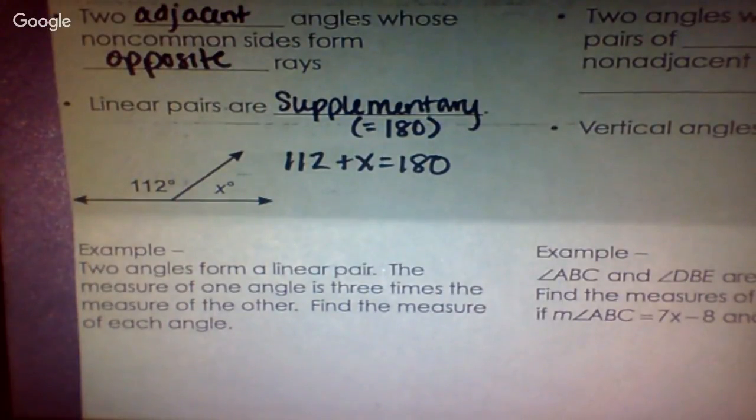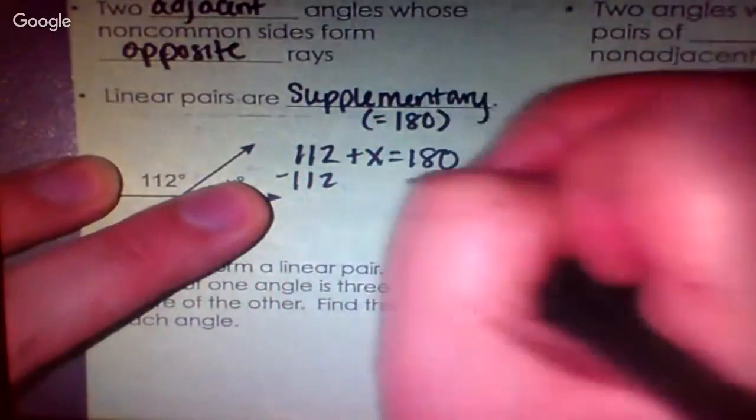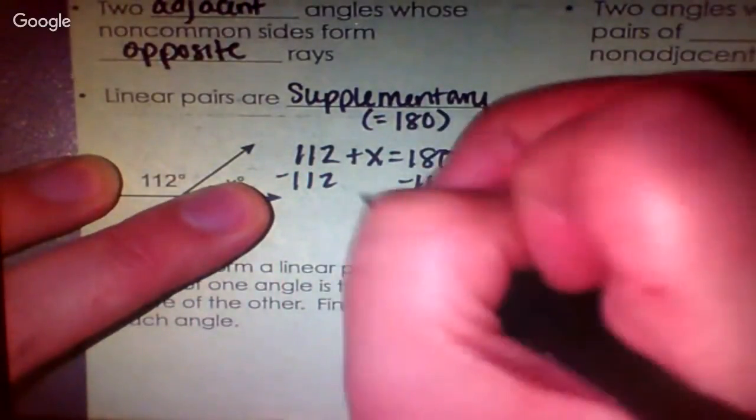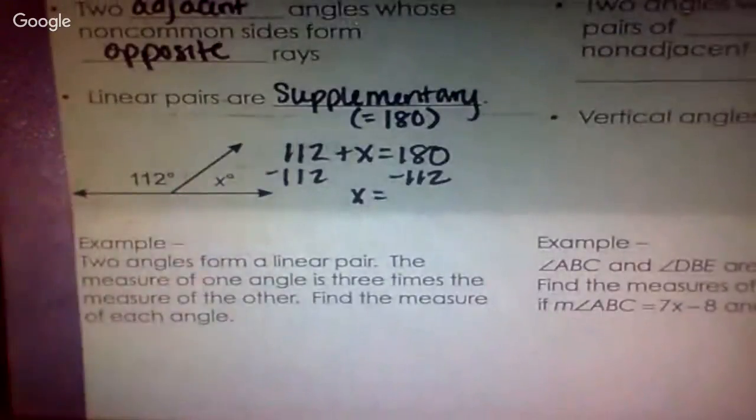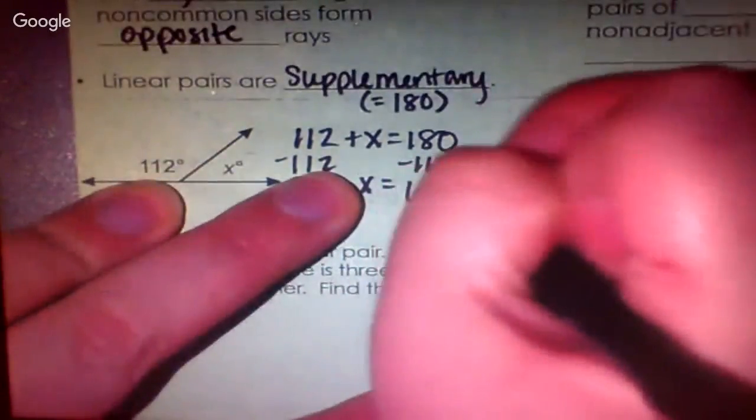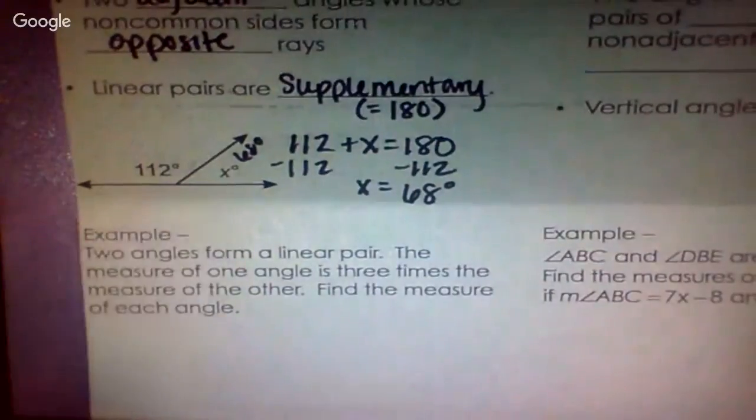Now I need to get x by itself. How do I do that? Subtract 112. When I subtract 112, what value of x makes this a linear pair? 68. So that means this angle here is 68 degrees.